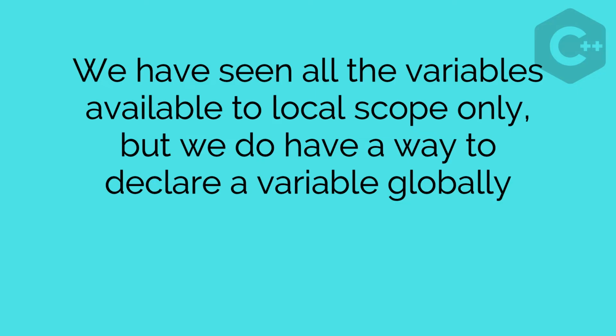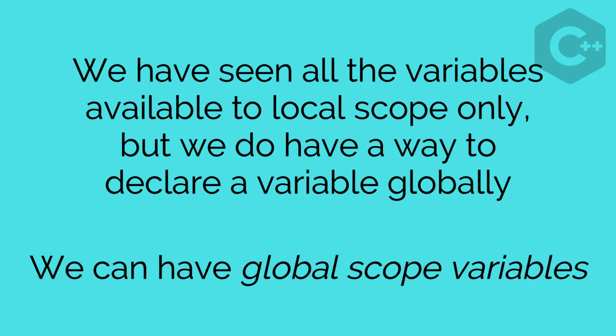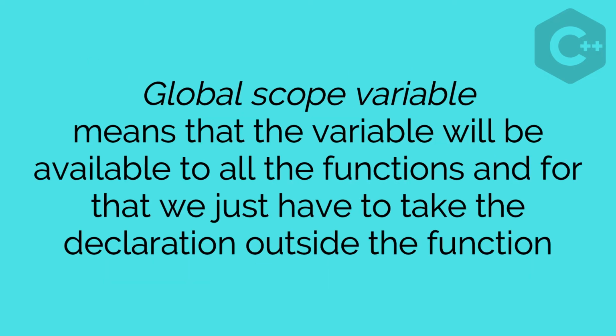So we have seen all the variables available to local scope only, but we do have a way to declare a variable globally as well. That is, we can have global scope variables. It means that the variable will be available to all the functions, and for that we just have to take the declaration outside the function.